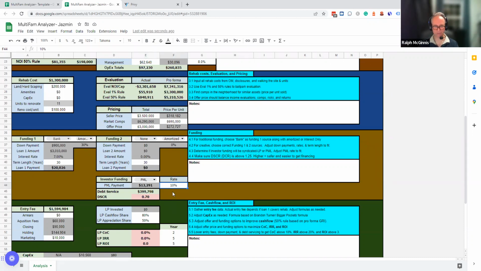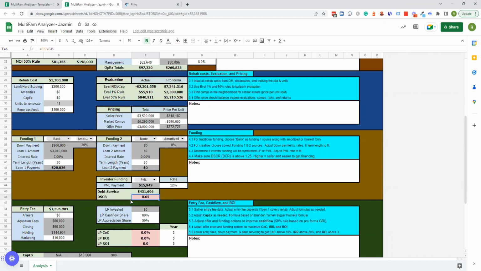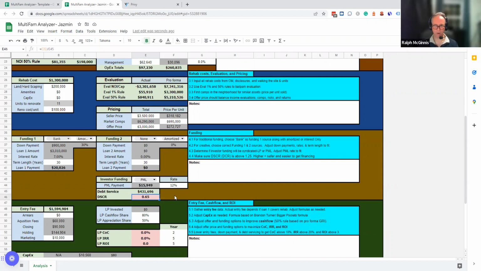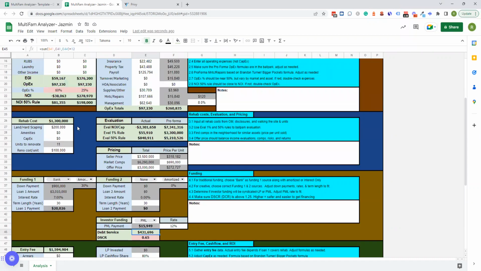So it might be 12% now. 12 is more realistic. Yeah. So then your PML payment is another 16,000. So that means your entire debt service is 20,000 plus the 16,000 times 12 months. That gives you a debt service of 432,000. So your DCR or DSCR is under 1. What that means is your debt service is higher than your income. So that's not good.